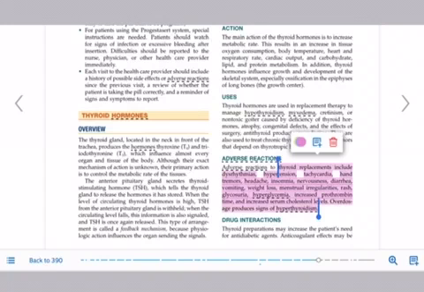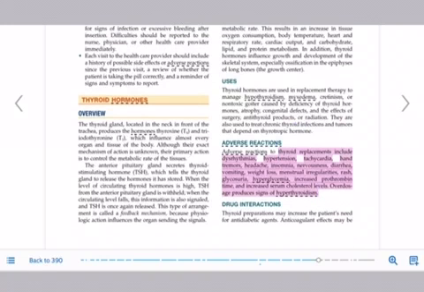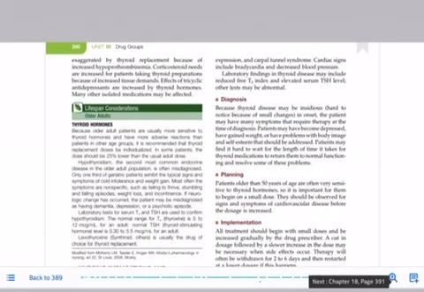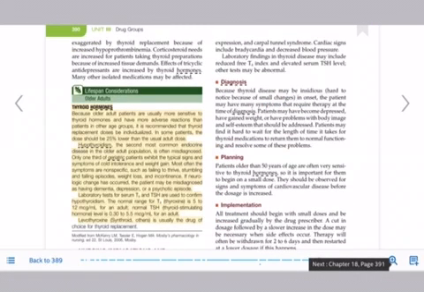There we go. Okay, so drug interactions. It says it may increase the patient's need for anti-diabetic agents. Anticoagulant effects may be exaggerated by thyroid replacement therapy. Okay, because of increased hypoprothrombinemia or anemia, I'm sorry. Corticosteroid needs are increased for these patients. Tricyclic antidepressant effects are increased by thyroid hormones as well.